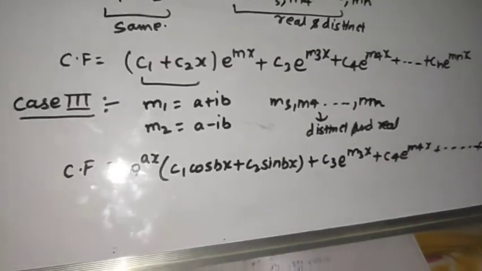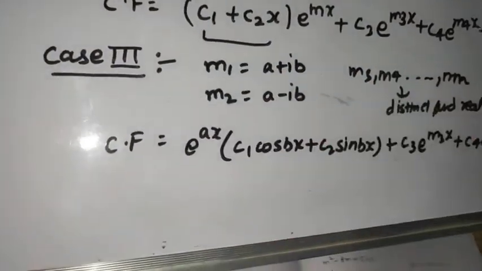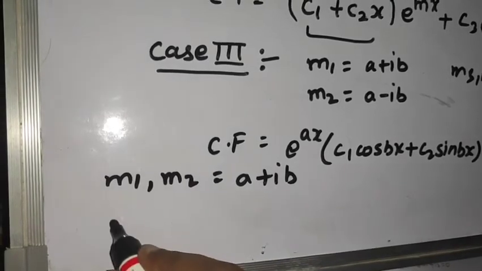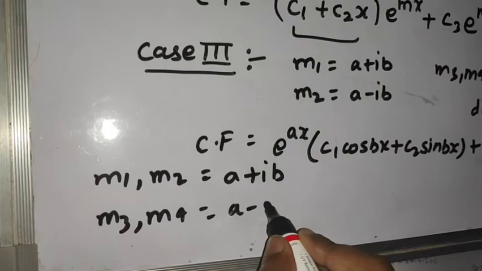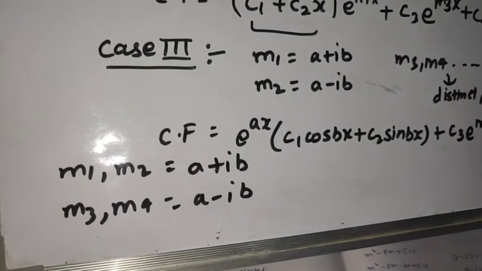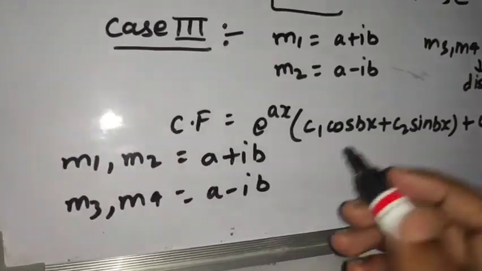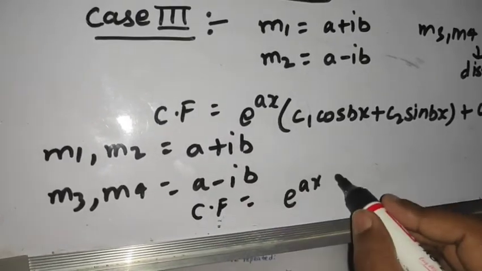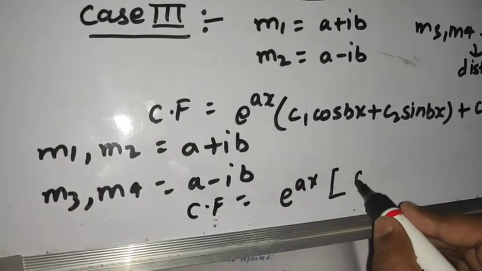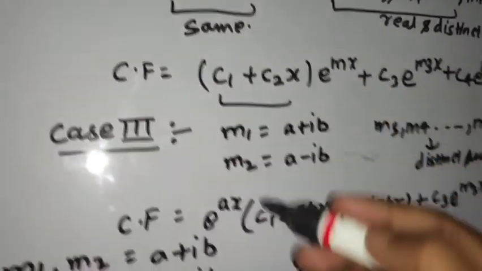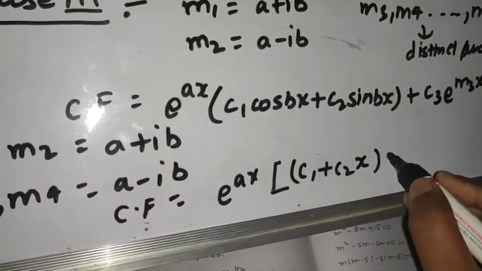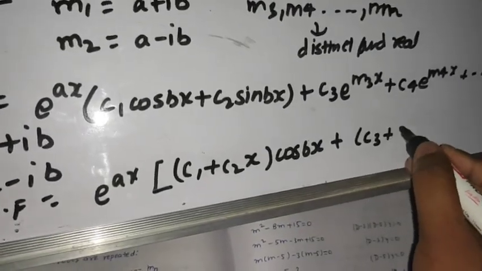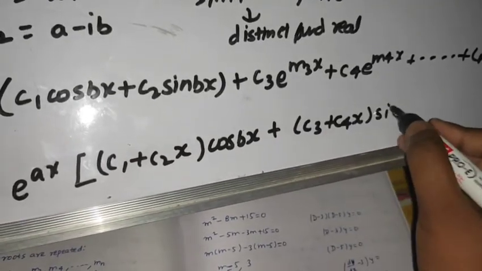So now the final case, if these complex roots are also repeated, what will be the case? You will have m1 and m2, each equal to a plus iota b, and m3 and m4 equal to a minus iota b. You may have other roots also, but concentrate on this. So the complementary function in that case will be e power ax, you will take a from here, inside, because these are repeating, c1 plus c2x, consider this repeating case, same here also, c1 plus c2x with cos bx plus c3 plus c4x with sin bx.